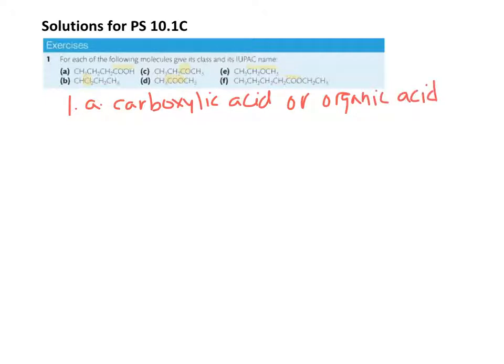As far as naming it, I count up how many carbons are in the backbone, and there are 4. So using the mnemonic "mice eat peanut butter," that would be a B, or butanoic acid.